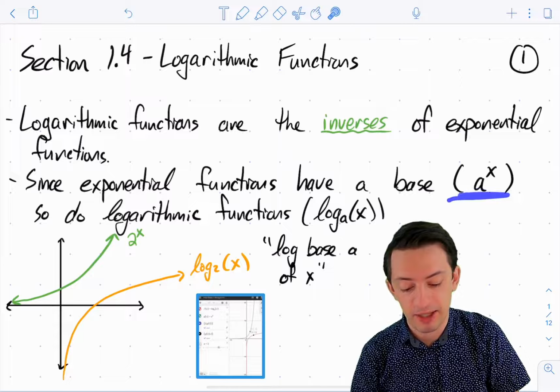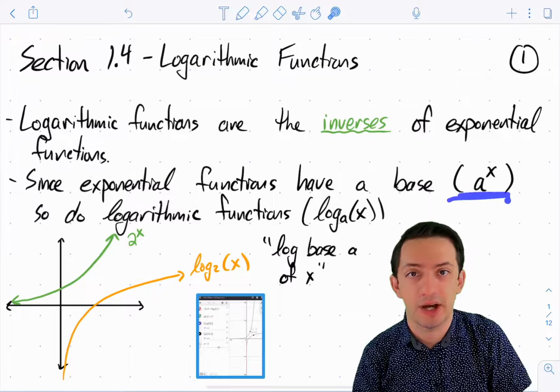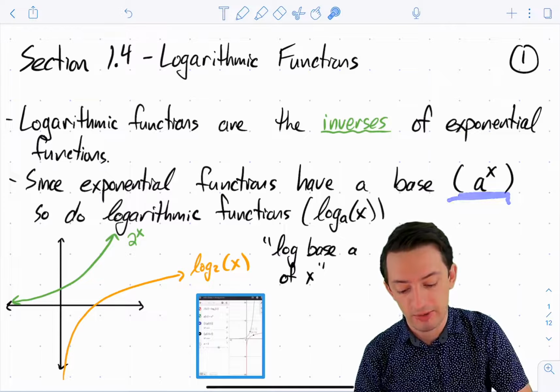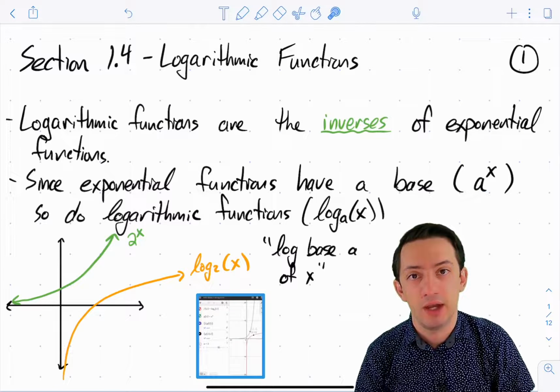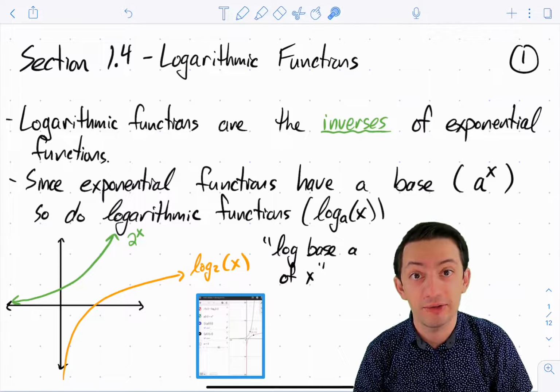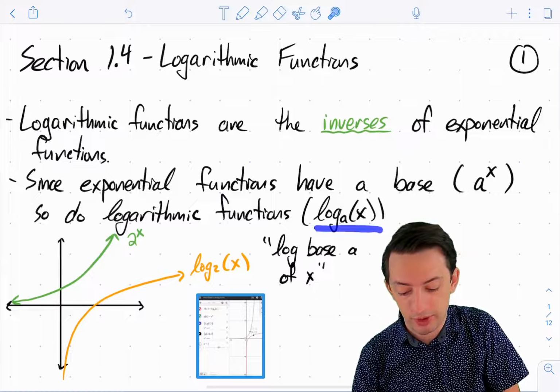Exponential functions have a base, right? Their general form was a to the x, and sometimes there was a constant and some other stuff, but they have a base a and they're raised to some power x. And since they have a base a, their inverse functions also have a base a. There, we write them kind of like this.